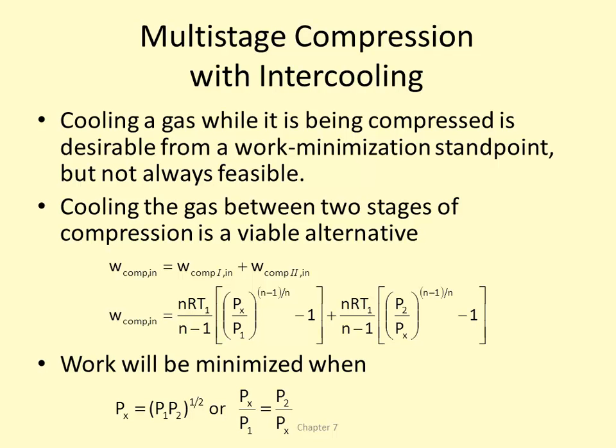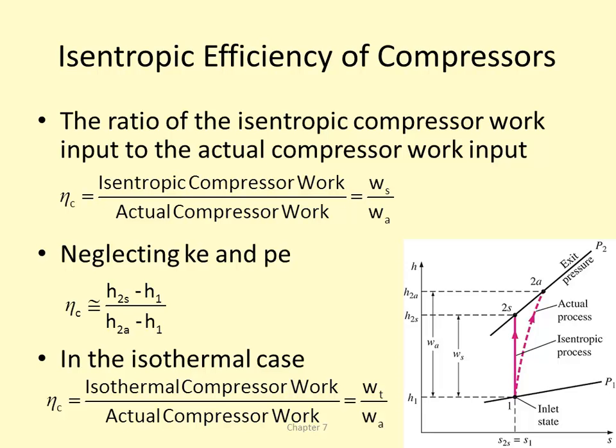So if we want to solve for Px at the best case scenario, it's just the square root of P1 P2, then we can just plug it into this equation and solve for the work required if we're going to cool the gas in between two separate stages of compression. So instead of compressing all the way from the initial to the final pressure, we stop somewhere in between, cool the gas, and continue on. So this allows us to have a little better work performance and require less work input.